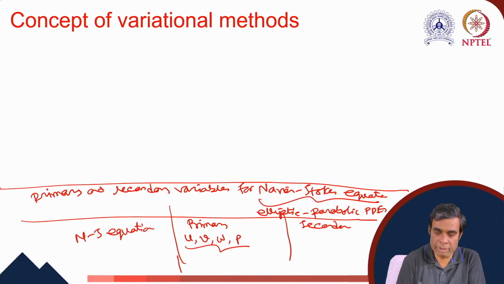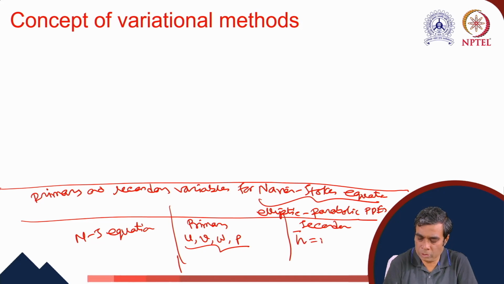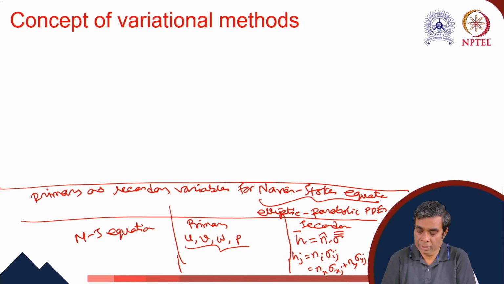So we specify the Dirichlet or essential boundary conditions on velocity and pressure. Mostly we use them for the velocity components, and the secondary variable is the surface traction force. This is denoted by the symbol H bar. H bar equals n cap dot sigma, the normal projection of the surface stress. So we have Hj equals Ni sigma ij equals Nx sigma xj plus Ny sigma yj. This is in 2 dimensions.